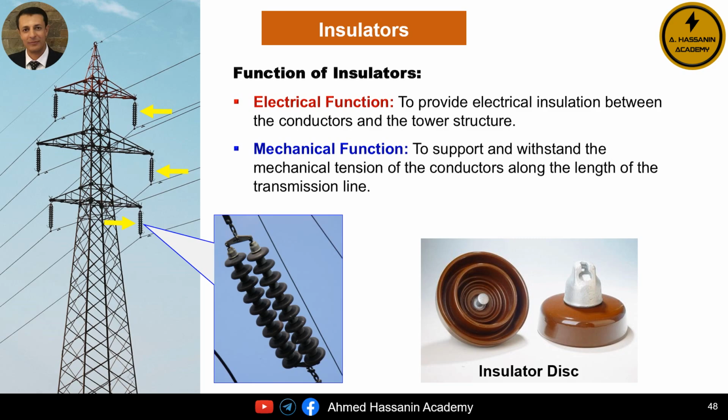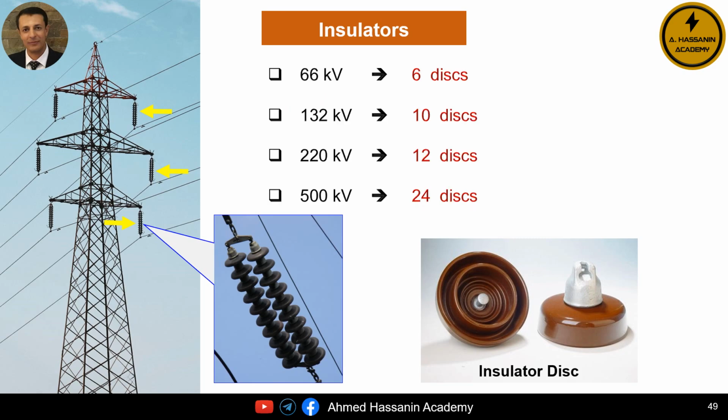But the important question is, approximately how many discs does an insulator string consist of? It is important to understand that the number of discs in an insulator string, or the number of insulator units, depends on the transmission line voltage. In other words, as the voltage increases, we will certainly observe an increase in the number of discs in the insulator string. For example, in the case of 66 kilovolts, the insulator string consists of approximately 6 discs.